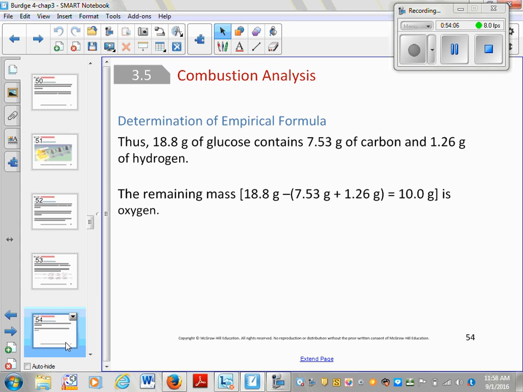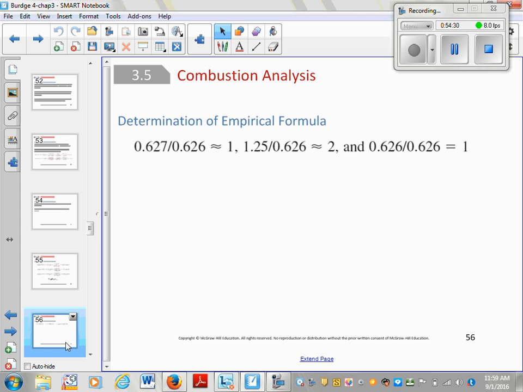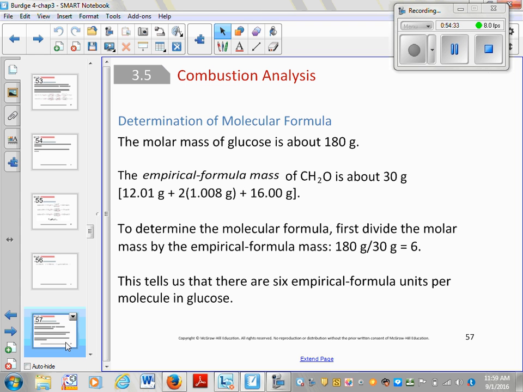And here's how we figured out the oxygen. And here's how we would do the number of moles. And then you normalize it by dividing everything by the lowest number. CH2O. And the molar mass I said was 180. So 180 divided by 30 is 6. That tells us there's 6 CH2O units of glucose. So you come up with C6H12O6.